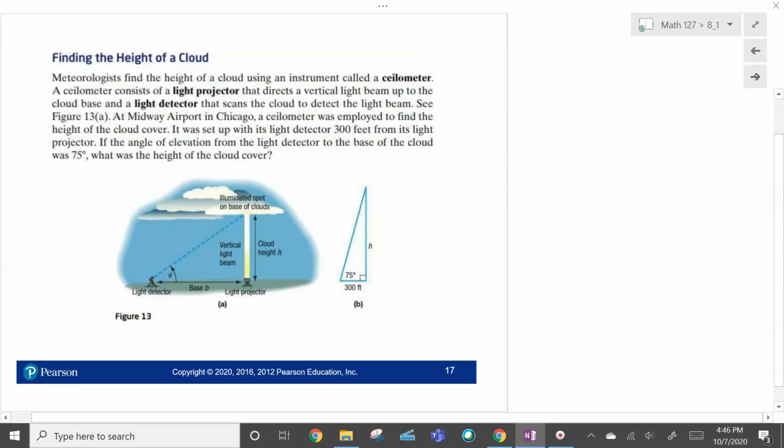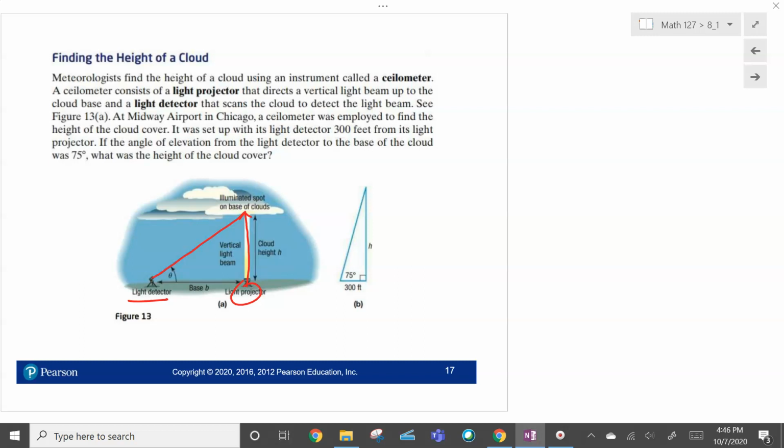Okay. All right, finding the height of a cloud. Meteorologists find the height of a cloud using an instrument called a ceilometer, which consists of a light projector that directs a vertical beam straight up to the base of a cloud, and a light detector over here that can scan the cloud to detect the light beam, to pick up where that beam hits the cloud. At this airport it was used to find the height of the cloud.